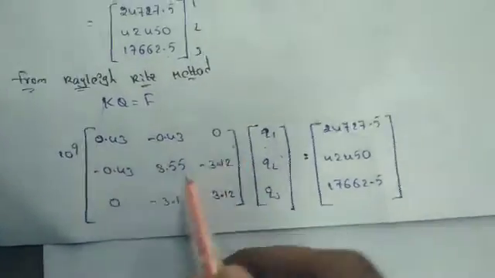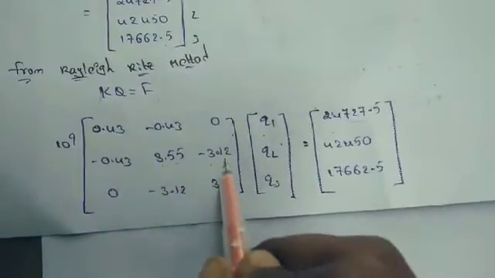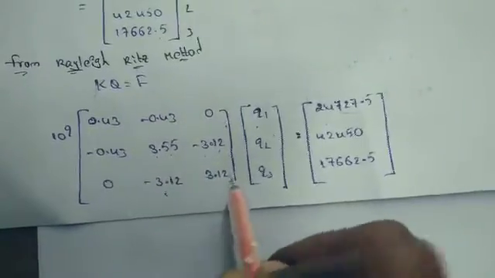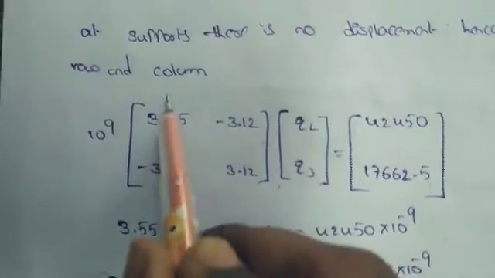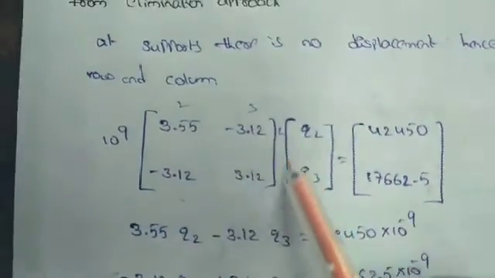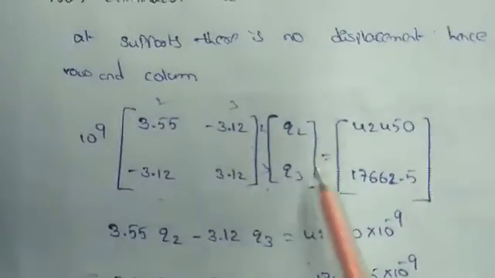The remaining entries are 3.55, minus 3.12, minus 3.12, 3.12. Okay guys, this is the remaining matrix, a 2 by 2 matrix. Here q2, q3. Okay, this is the F matrix.